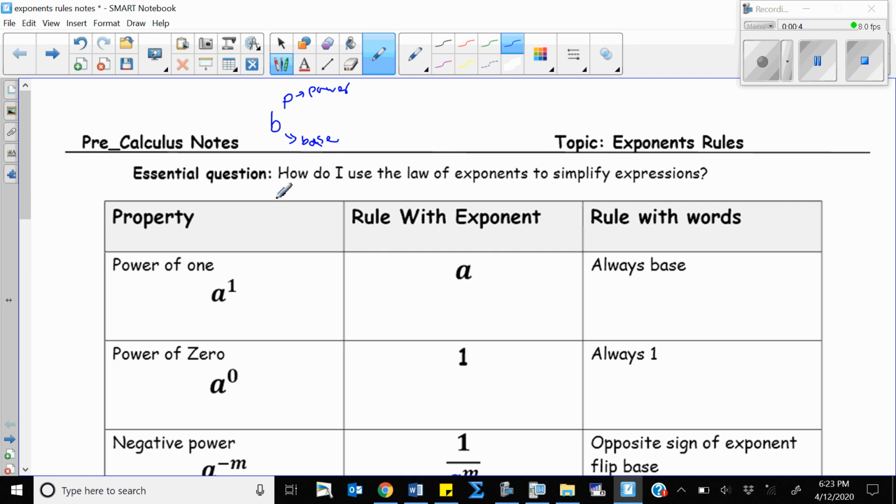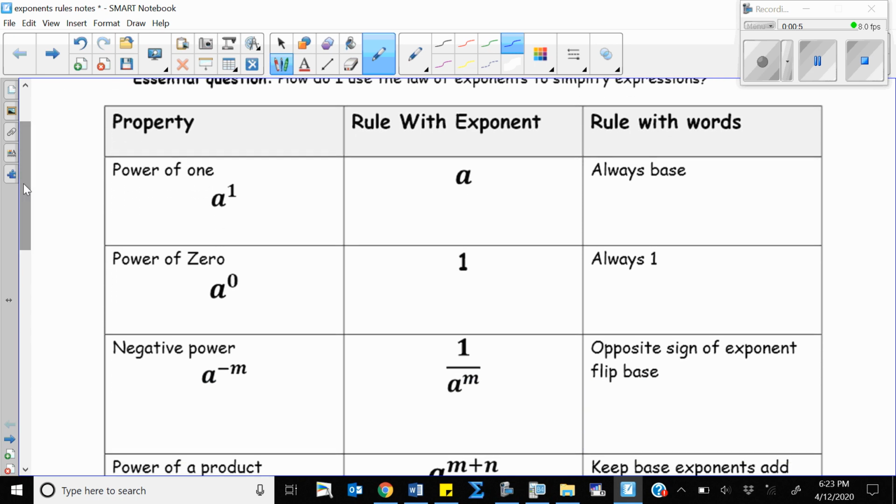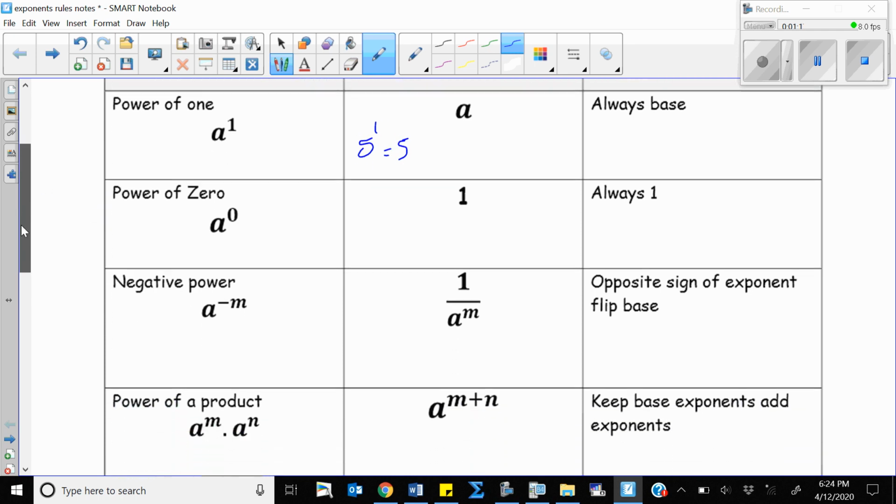So first of all, let's see how do we use the law of exponents to simplify expressions. So we're going to talk about some properties or some rules basically. The first property is power of 1. If you have a number raised to the power of 1, that's always equal to the base. For example, if I have 5 to the power of 1, it's always equal to 5. So basically, power of 1 doesn't change the exponential expression. It's always equal to the base.